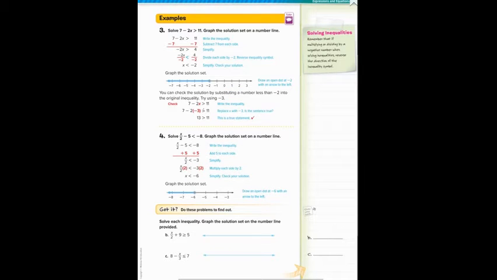Number 3, solve 7 minus 2x is greater than 11. Graph the solution set on a number line. Once again, we are going to use SADMAP to solve. We don't have any subtraction, so we'll circle the addition. Circle 7. The opposite of a positive 7 is a negative 7, so we're going to subtract 7 from both sides. Bring down your minus 2x on the left. 11 minus 7 equals 4. Instead of an equal sign in the middle, you're going to bring down your greater than symbol.